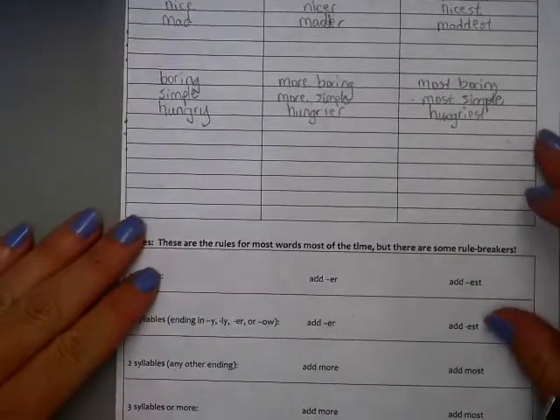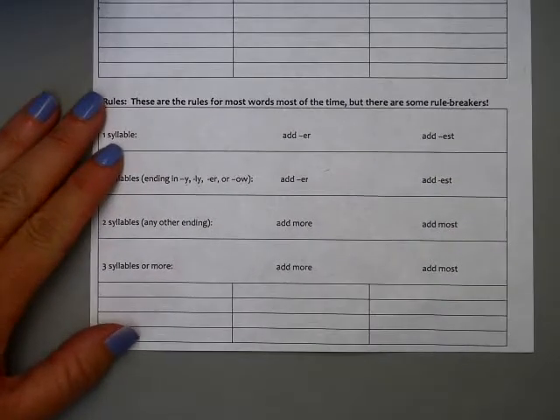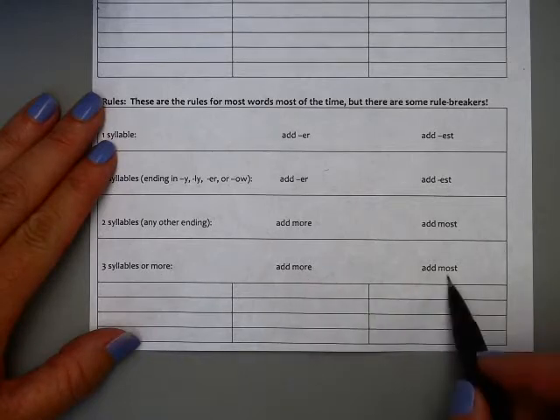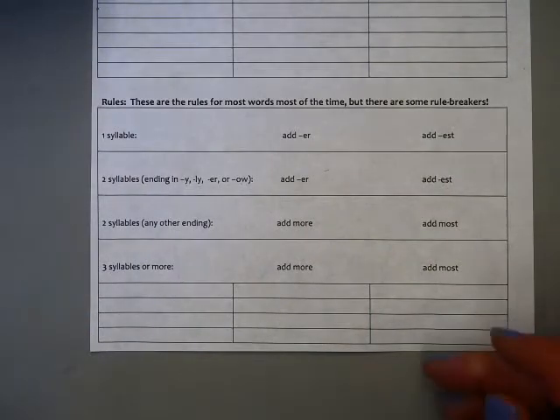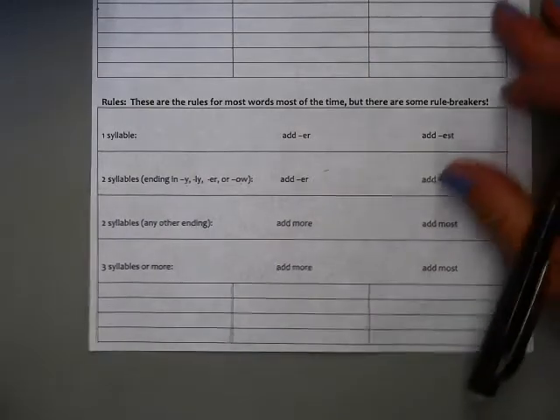All right, jumping on down here, let's look at the words that are adjectives that have 3 syllables or more. And our rule right here says if it's 3 syllables or more, you're going to add more and add most. That's really your only option. So as far as that goes, if it's a long word, it's going to have more and most, I would say 99% of the time.